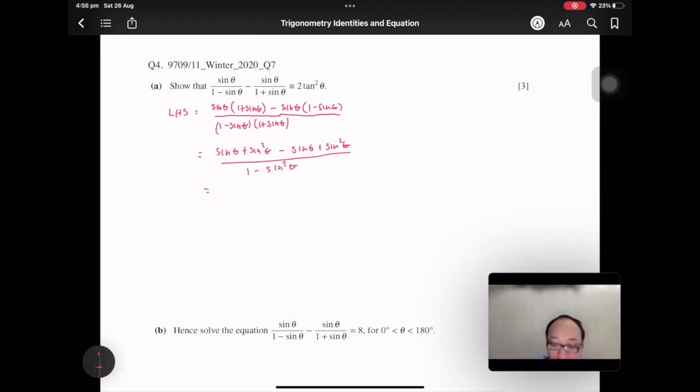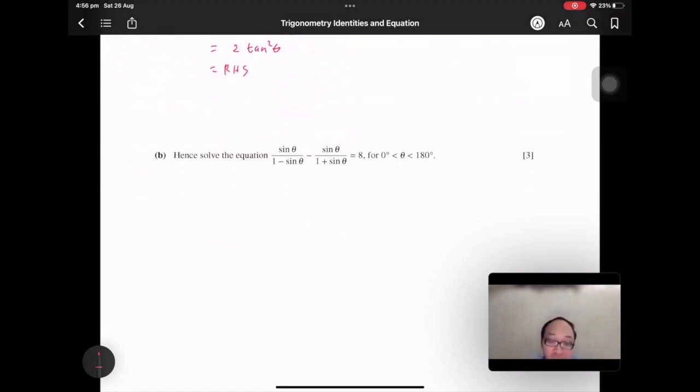So in here I can cancel sine theta. So I have 2 sine square theta over 1 minus sine square theta, which equals cos square theta in the denominator. So I can change it into cos square theta. And sine square over cos square is tangent square theta, equals the right-hand side.